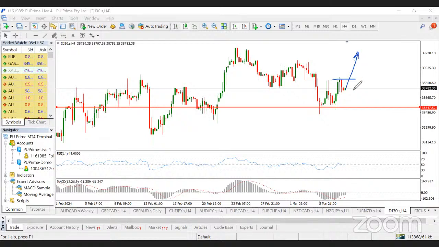on DJ30. However, please take a lot of caution because this setup I'm seeing is on 4 hours. It's on a lower time frame. So take note of your stop loss. It could be a bit wide. So just take caution with that.